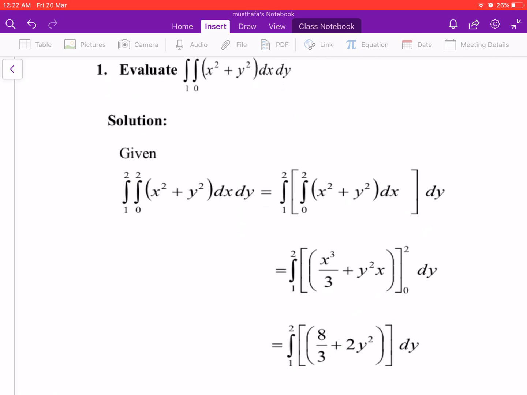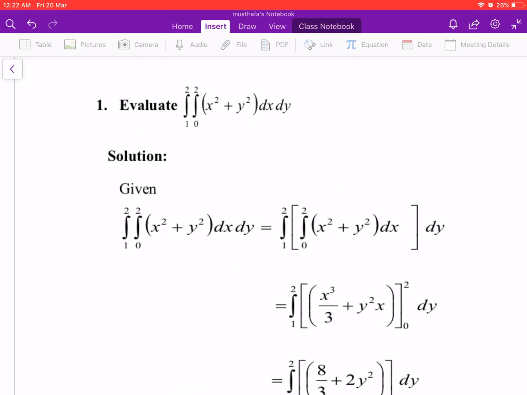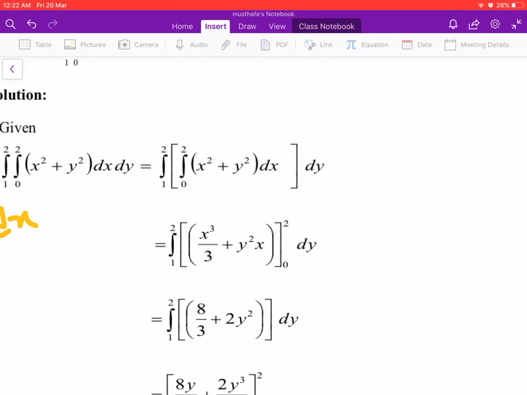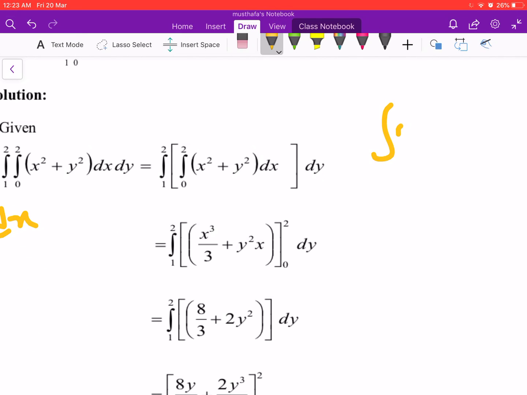So what is the integral of x dx? It will be x power 2 by 2. How do we get this term? By the formula. So what is the formula that we have? The integral of x power n dx will be x power n plus 1 over n plus 1.